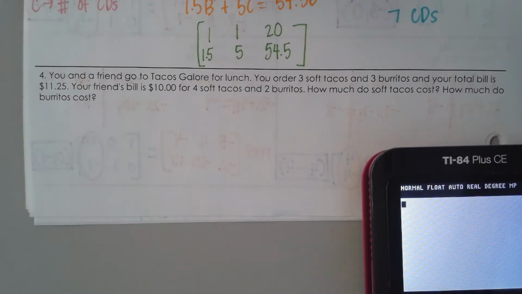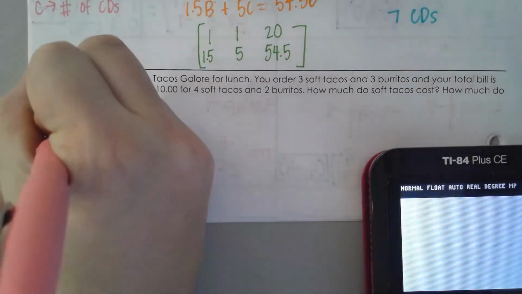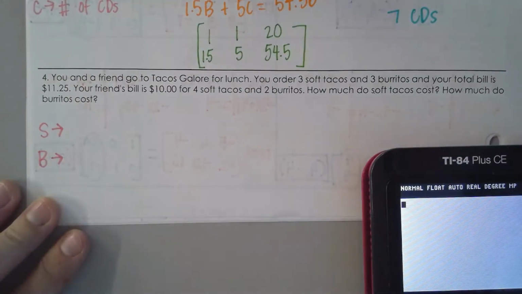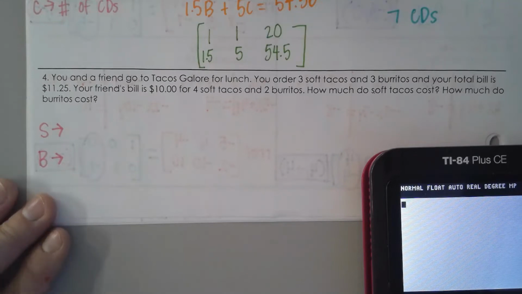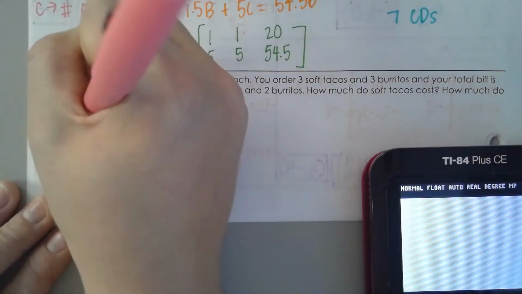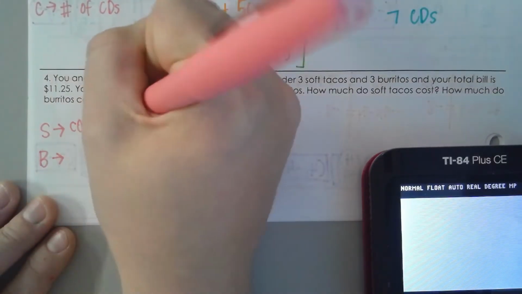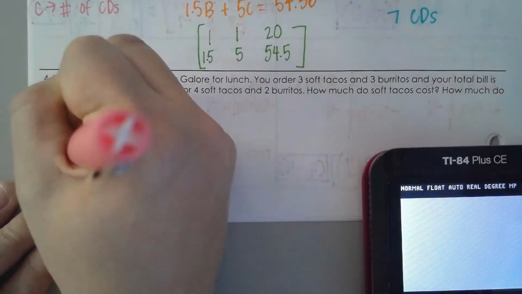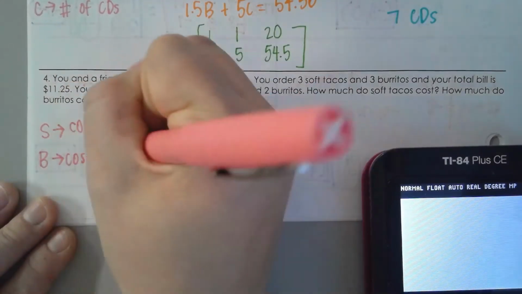So what are my variables? S and B. If you use T, that's fine too. So what does the S represent? Soft. What about the soft tacos? It's the cost of the taco. And B would be what? The cost of the burrito. Be specific.